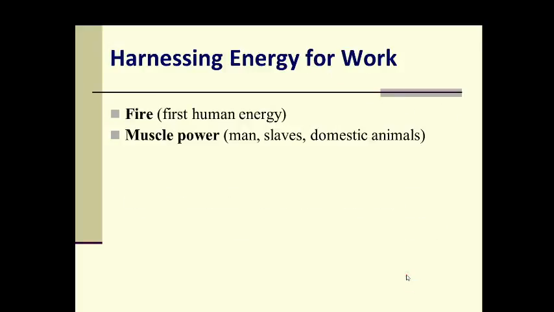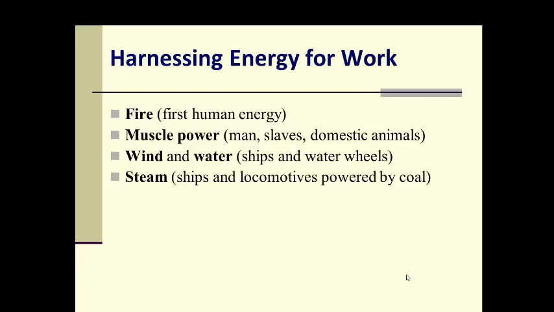So how can we harness energy for work? Well, the first way we did it was fire. After that, we have muscle power, man, let's leave slaves out of it, domestic animals. After that, wind and water came along, were harnessed, so ships and water wheels. Then steam, now we've got ships and locomotives, and originally steam technology was produced by burning coal.